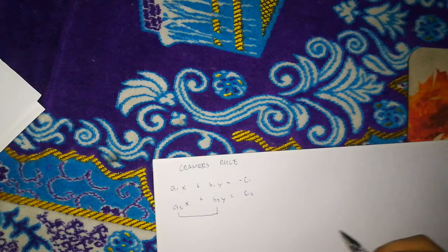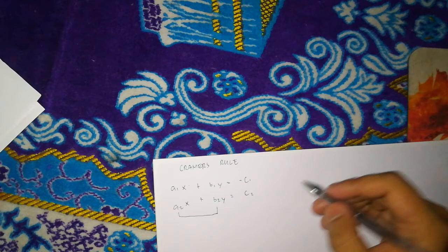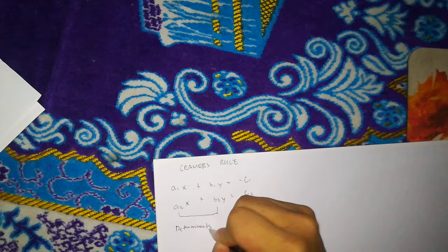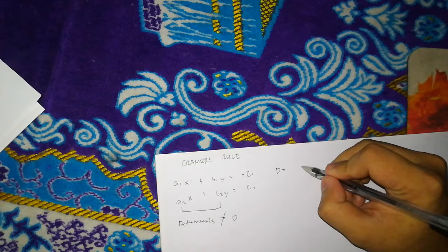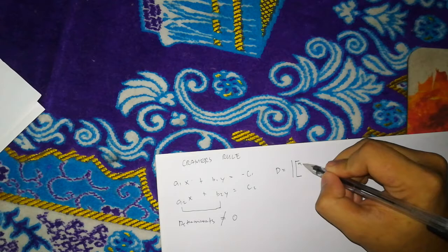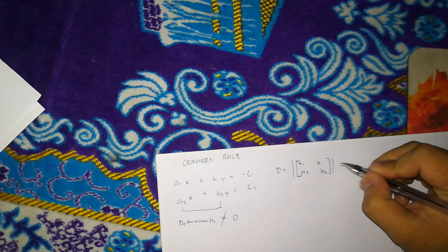Next is the determinant is not equal to zero. Remember it. Determinant is not equal to zero. So let's write the determinant formula. First is the D, and this sign, I don't know what it is called, but it's kind of weird. This is the determinant.